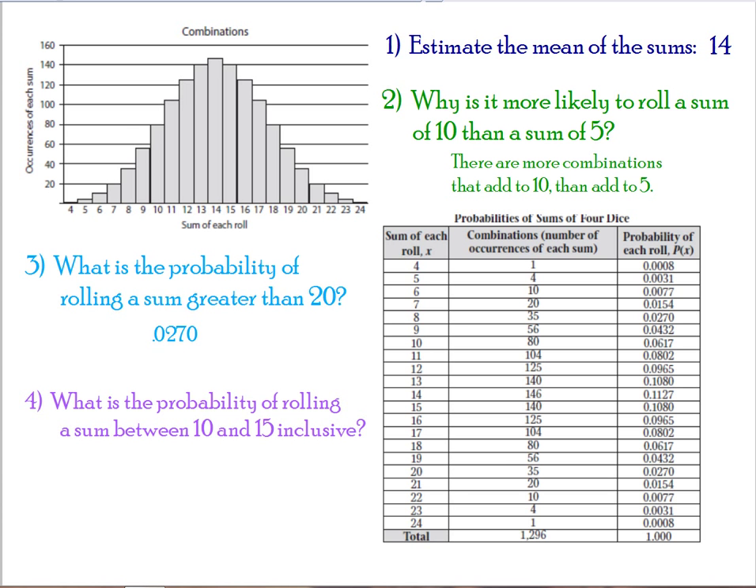And finally, what if I wanted to find the probability of rolling a sum between 10 and 15 inclusive? Inclusive means that we include the probabilities for 10 and 15. So I'm looking for all the probabilities from 10 to 15, including the probabilities for 10 and 15. All I need to do is add those probabilities because Richie's done all the legwork for us, and I find a probability of 0.5671. So I have a 56.71% chance of rolling between a 10 and a 15.